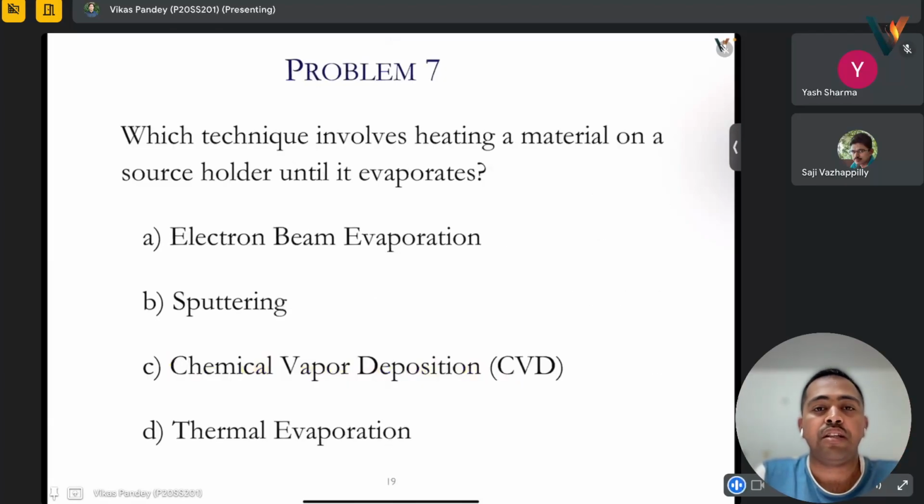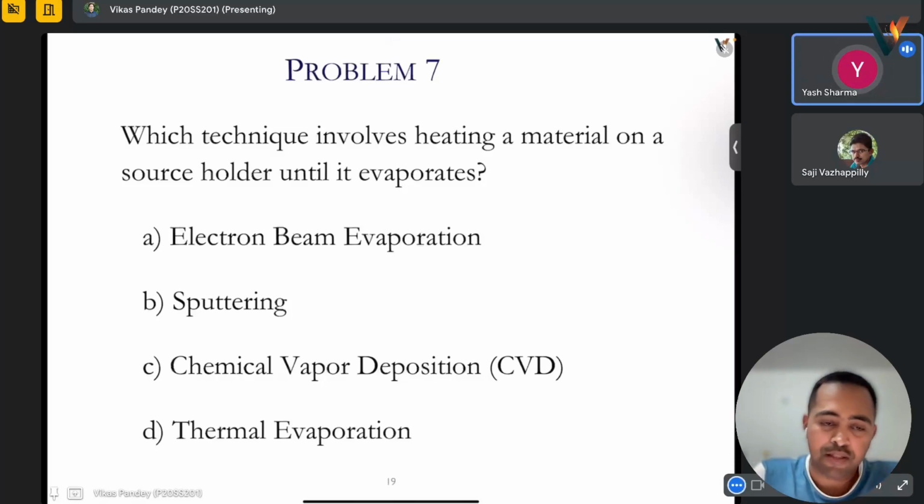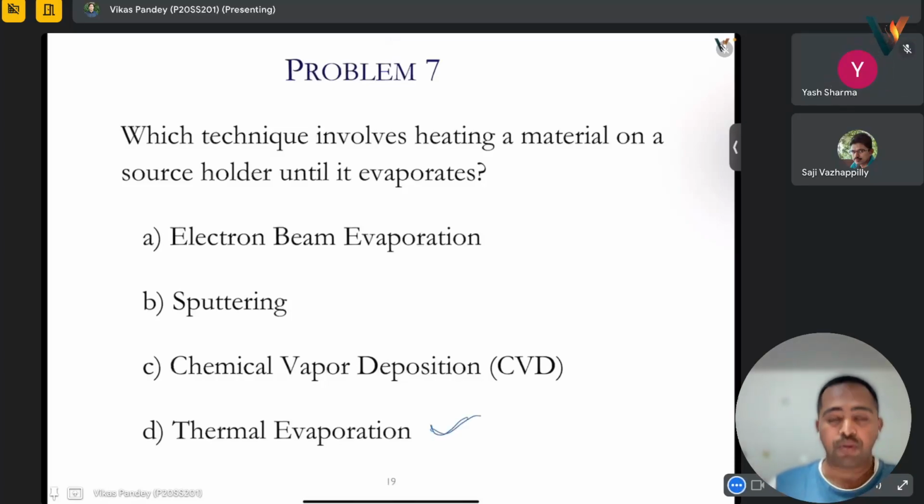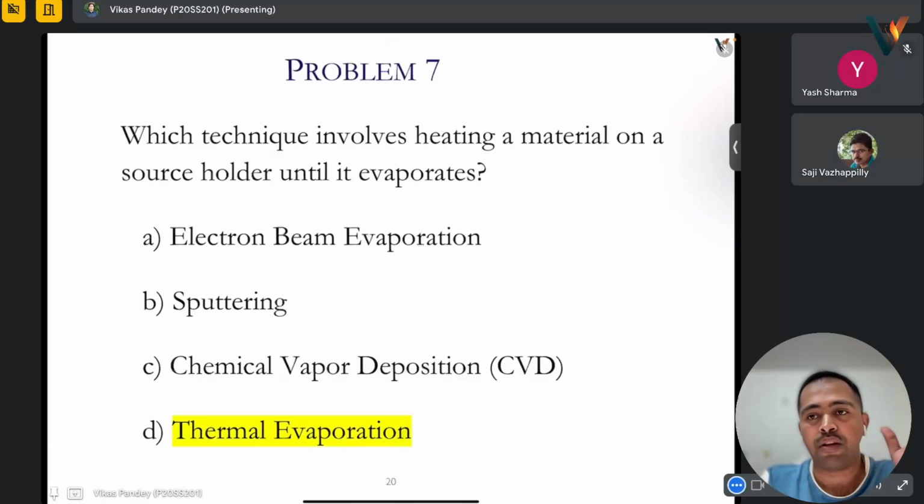Which technique involves heating a material on a source holder until it evaporates? Electron beam evaporation, sputtering, chemical vapor deposition, or thermal evaporation. So thermal evaporation. This is a bit different from electron beam evaporation. Here, the material is being heated till it evaporates, and in case of electron beam, it is being hit by an electron beam. This is also being heated, but the technique gets different.